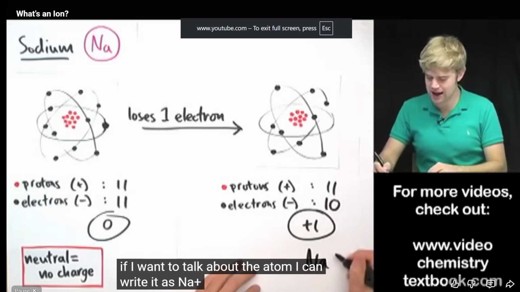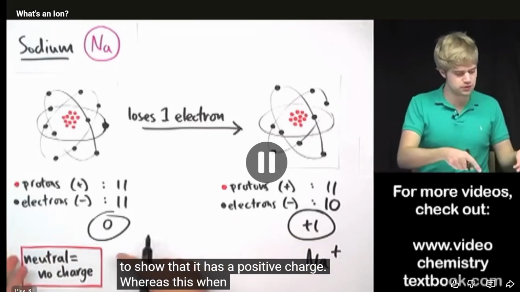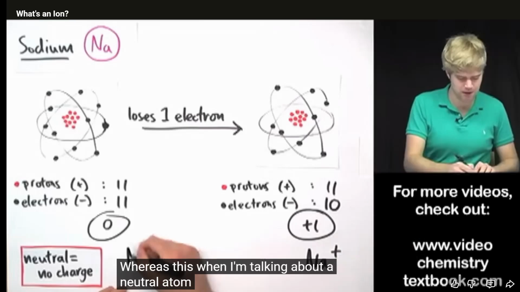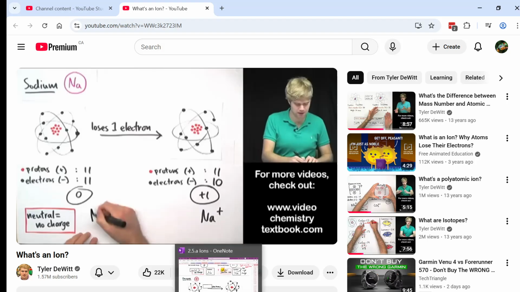It is Na plus to show that it has a positive charge, whereas when I'm talking about a neutral atom, there's no charge. You'll notice that Tyler, when he wrote it, didn't write +1, he just wrote plus. If there is a plus with no number, that means +1. So you don't have to write it that way, but you should recognize that a plus with no number is +1. So maybe we should jot that down as well.